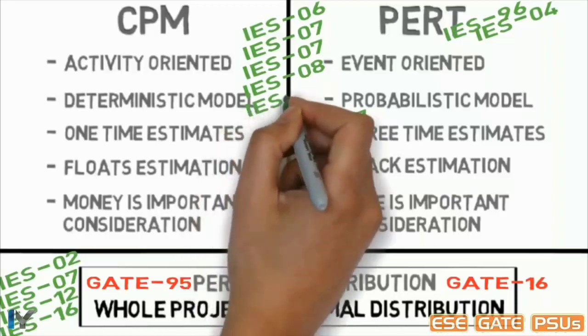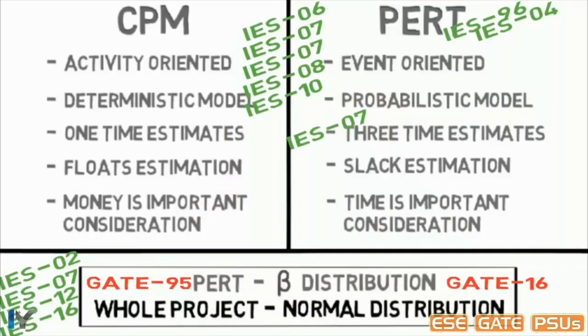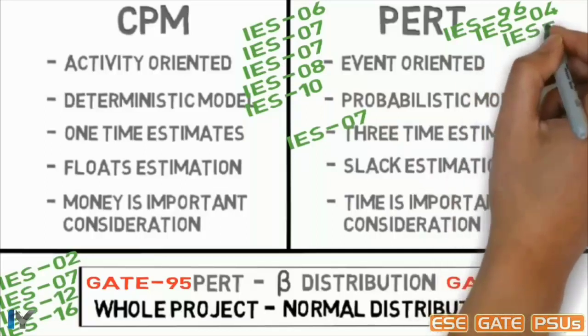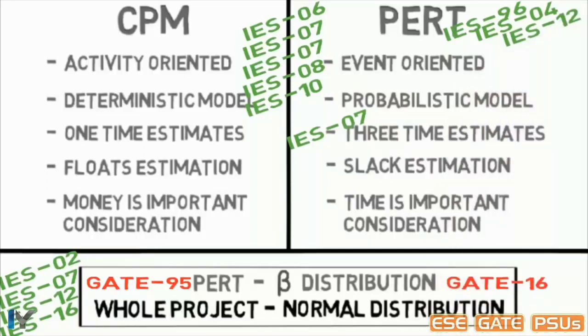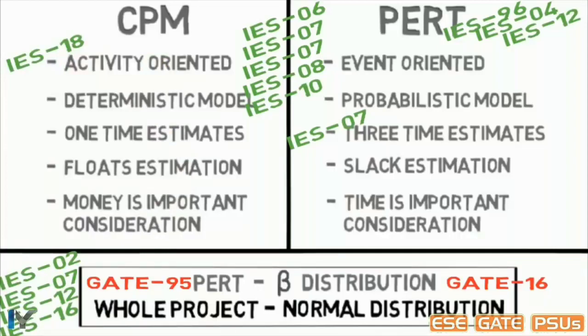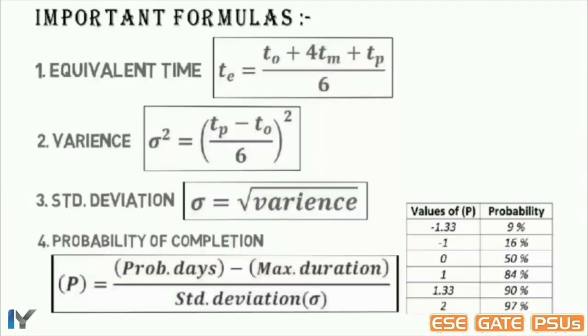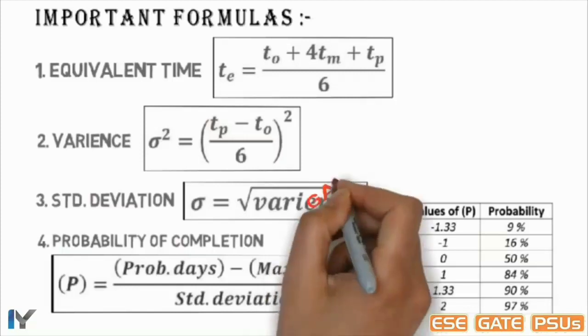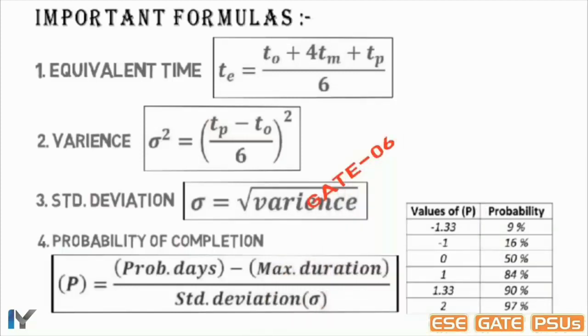Again in 2010, which of the following statements is not correct regarding CPM PERT? Once again in 2012, which of the following is true with respect to PERT network? And in the last year, the question was, critical path method CPM is activity oriented. In GATE 2006 question, a complete chart was given consisting of activities, durations and variance of all the activities also. But the question was, standard deviation of critical path is.